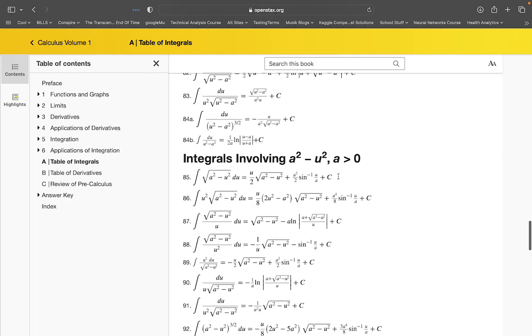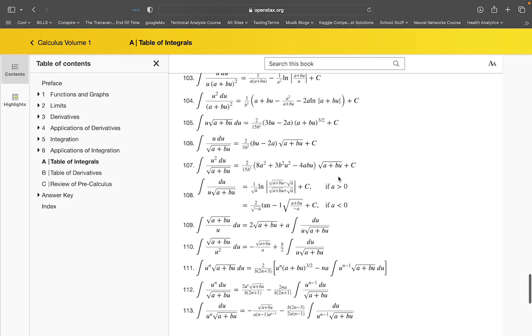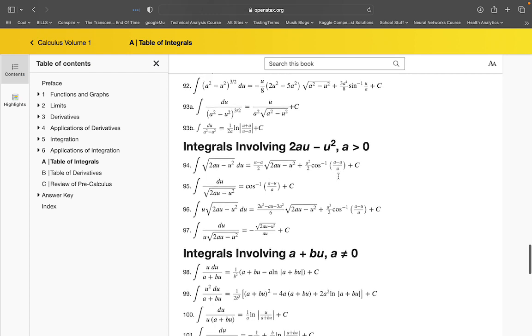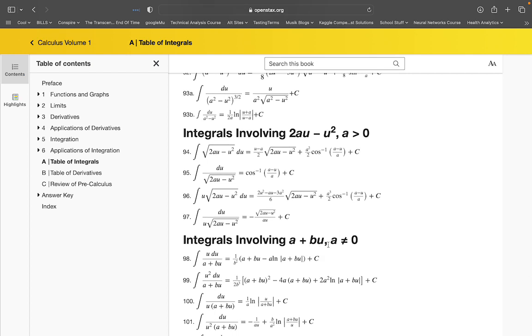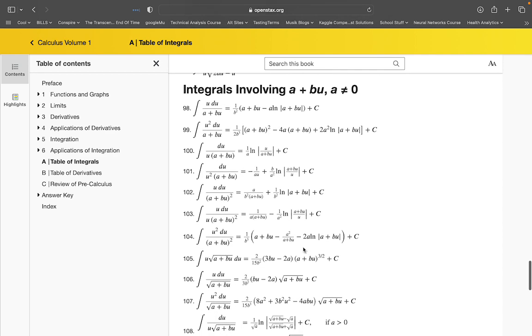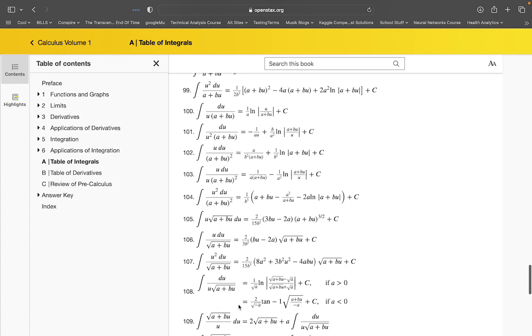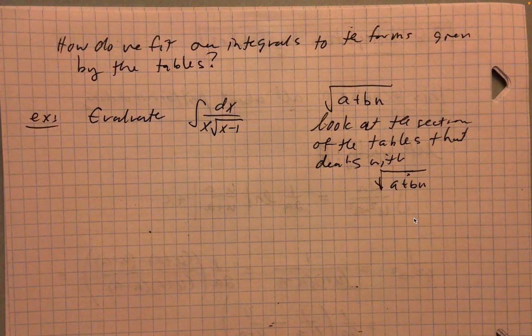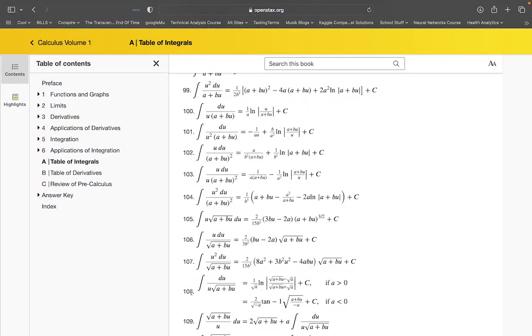So, kind of jumping down here a ways. Let's see, I went too far here. Here's a plus bu. So some of these are square roots, some are not. Let's see here. So here's one. This would be kind of what we're targeting, right? So our integral is x times the square root of x minus 1. And we can see that number 108 here is u times the square root of bu plus a. So this is what we should probably start with.